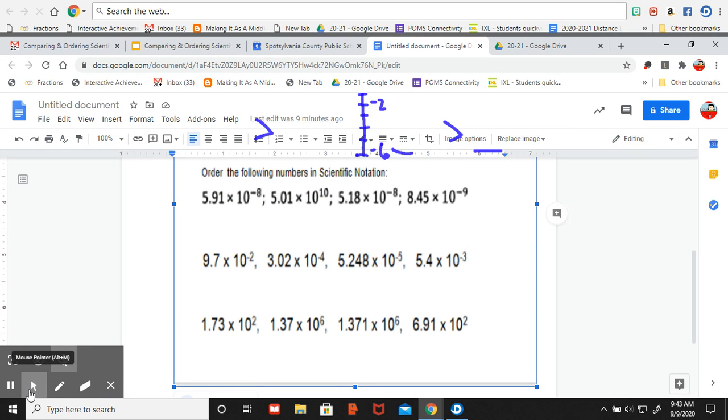So now we have three examples of ordering the following numbers. Because it doesn't specify, let's go ahead and order all three of these examples from least to greatest. So pause the video, work out these from smallest to largest, and then you're going to check yourself here in a minute.